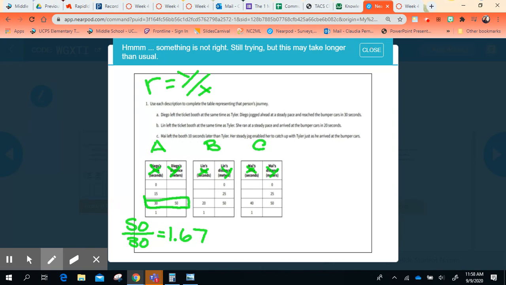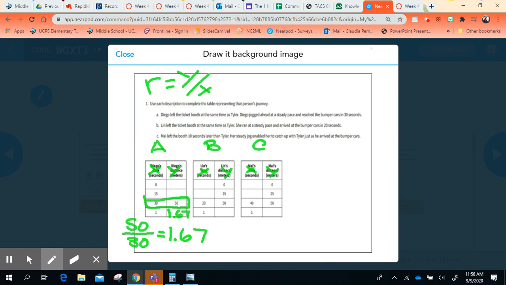So our unit rate, remember our unit rate is any number to 1. So that's going to be put right here. 1 to 1.67. Then, remembering back, I know that to fill out my table from left to right, I'm doing what? Guys, we got to remember everything, not just from this week. We are multiplying from left to right, and from right to left, we are dividing.